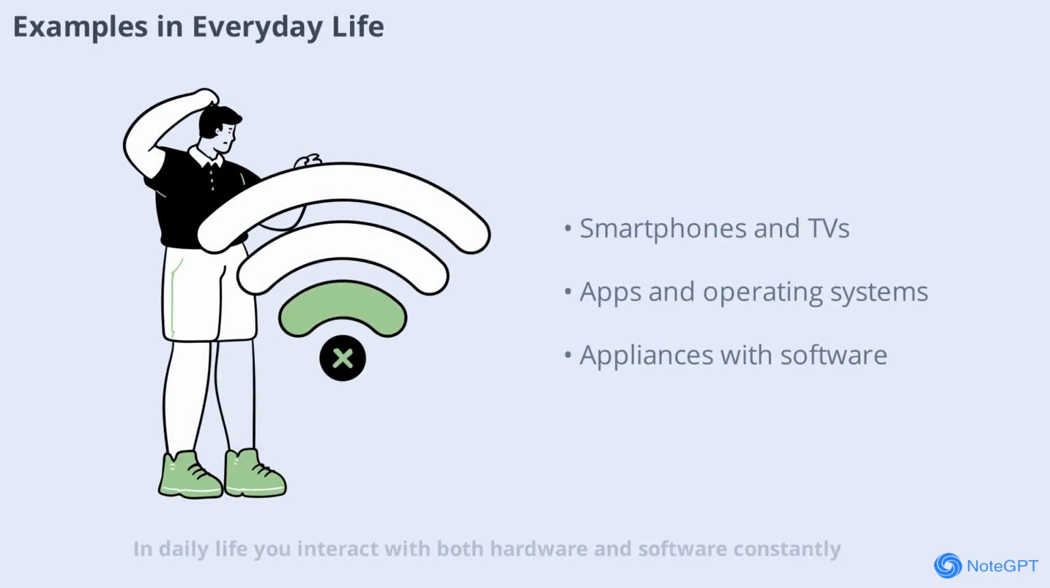In daily life, you interact with both hardware and software constantly. Using your smartphone involves hardware like the screen and battery, and software like the operating system and apps. Even household appliances like smart TVs and washing machines now combine both hardware and software for advanced features.